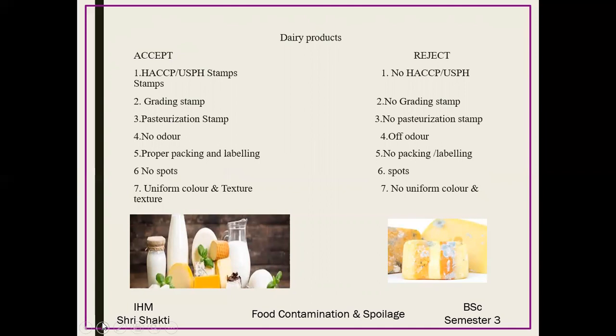Dairy products: all three stamps should be there, HACCP USPH, grading and pasteurization stamp, no odor, no spots, proper packing, proper labeling, uniform color, uniform texture of the product, accepted. But if you don't find all three stamps, like pasteurization, HACCP USPH, grading stamp, off odor, you find spots, as you can see in the picture, no proper packing, no proper labeling, no uniform color, rejected.